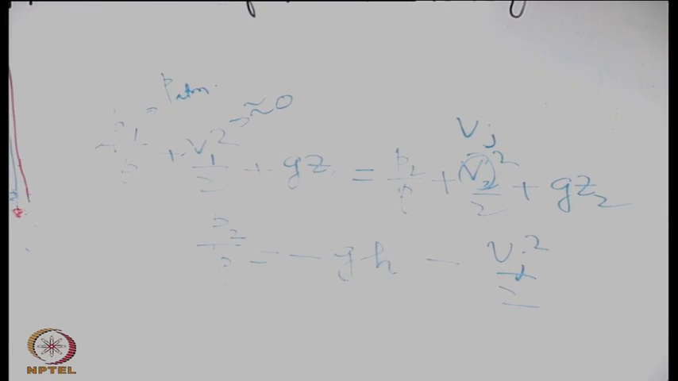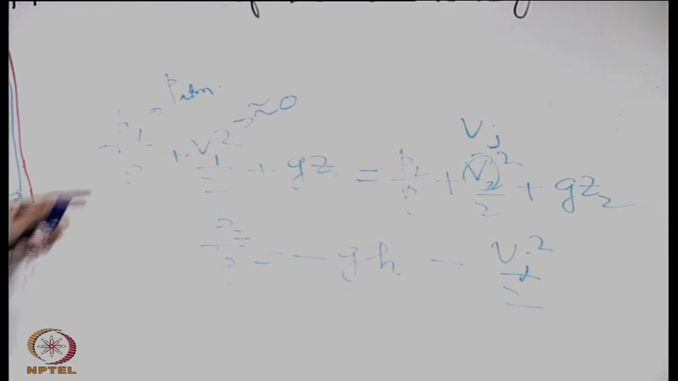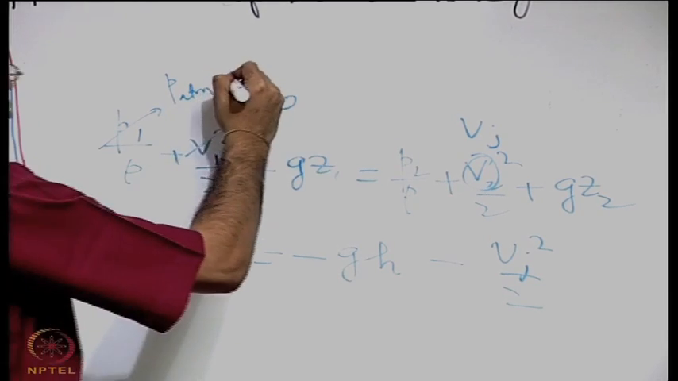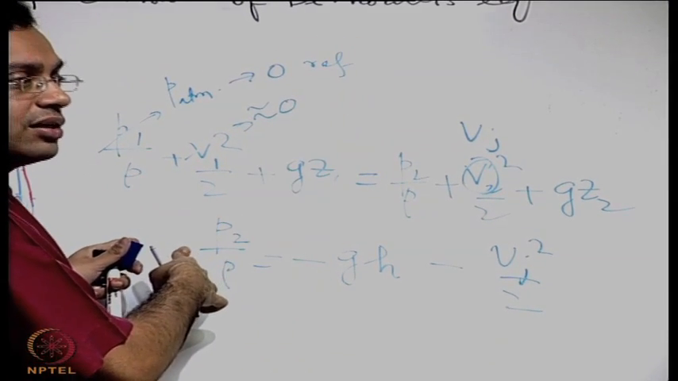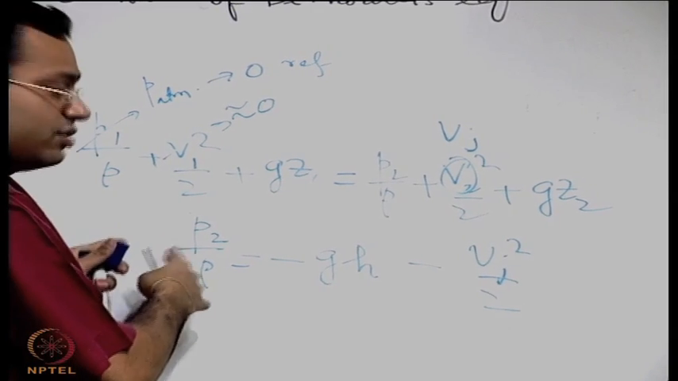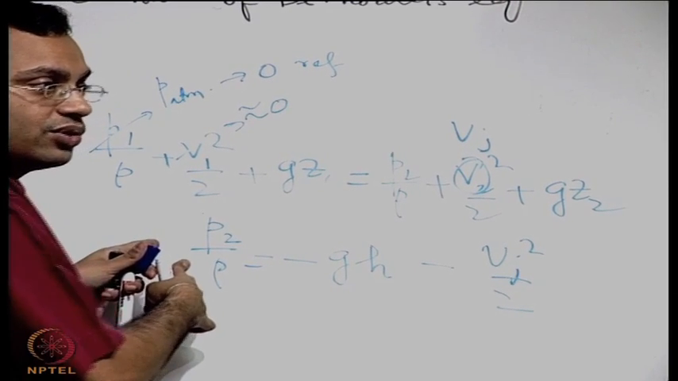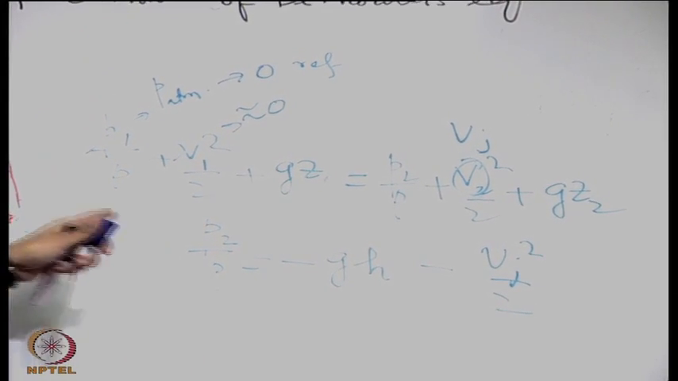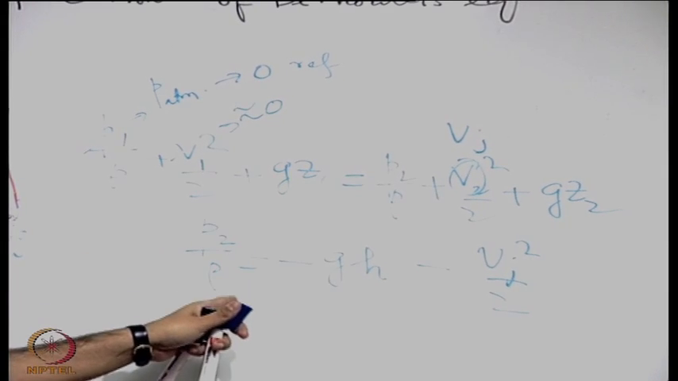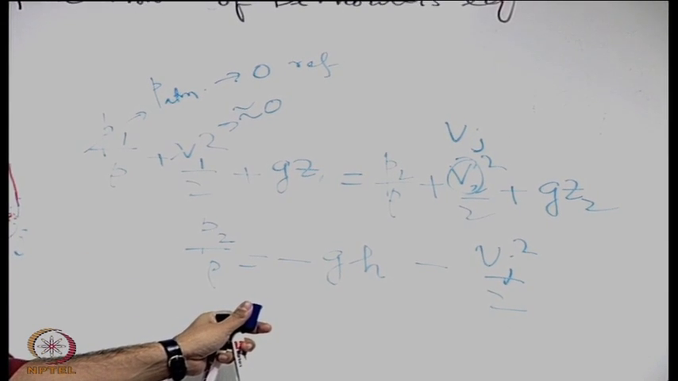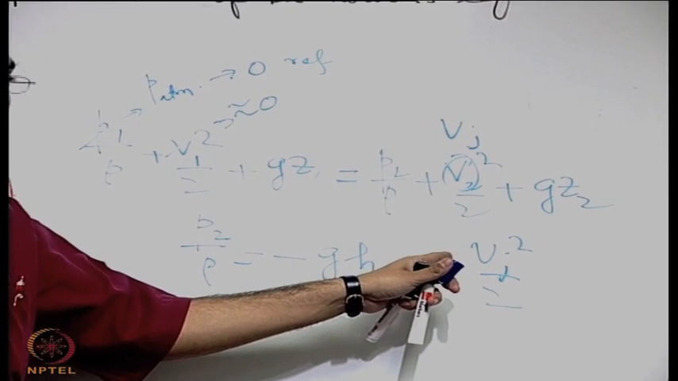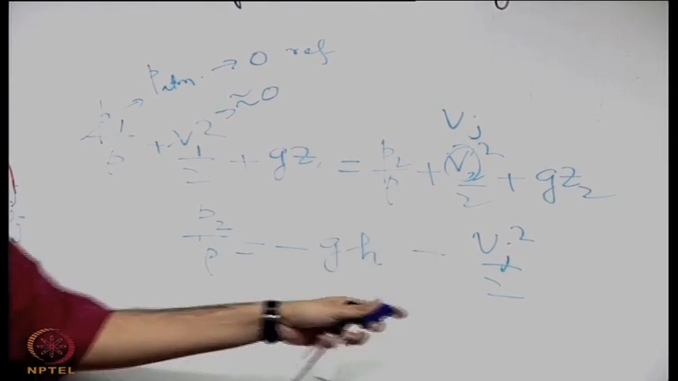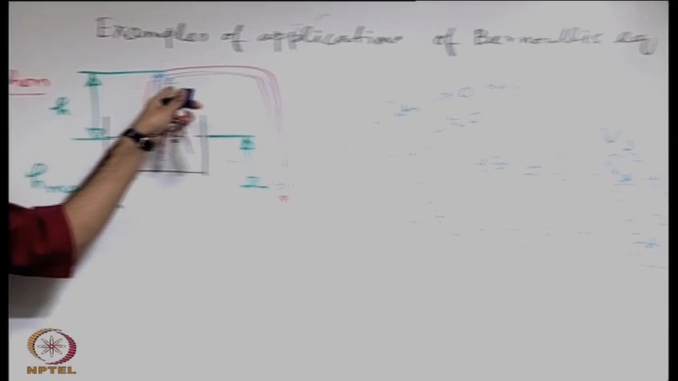So you can clearly see that if you take the atmospheric pressure as 0 reference, so this is written by taking atmospheric pressure as 0 reference, so this is like a gauge pressure. So when you take the atmospheric pressure as 0 reference, then P2 is negative because H is positive, Vj square is positive. That means the pressure at this point is below atmospheric.